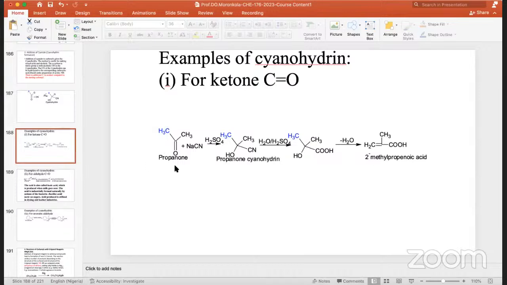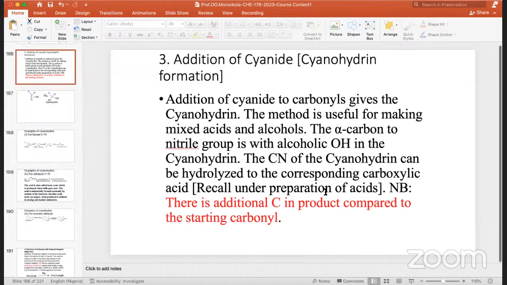A vivid example is reacting your cyanide with propanone under acid condition that activates it. You have your propanone cyanohydrin, which undergoes hydrolysis, water in acid, to give this compound. And that is where we're going. Like I said, it gives the corresponding derivative of the carboxylic acid.